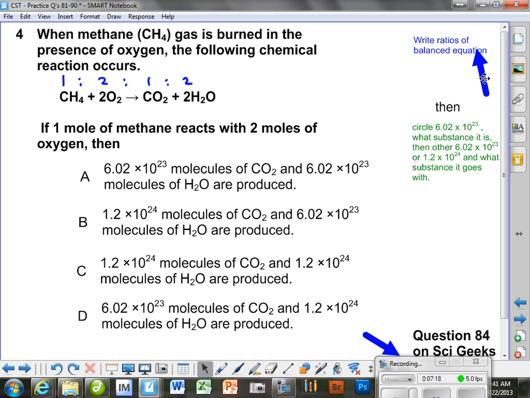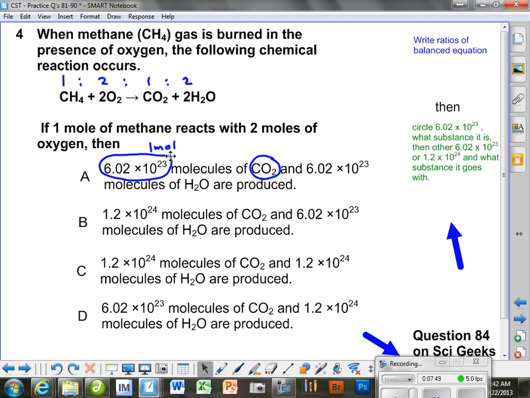Then we are going to circle the 6.02 times 10 to the 23rd, what substance it is, then another 6.02, and so on. Let me show you exactly what I'm talking about. So, first of all, this guy right here, what is that? That's 1 mole. 6.02 times 10 to the 23rd is the definition of a mole. Okay, and that's moles of CO2.